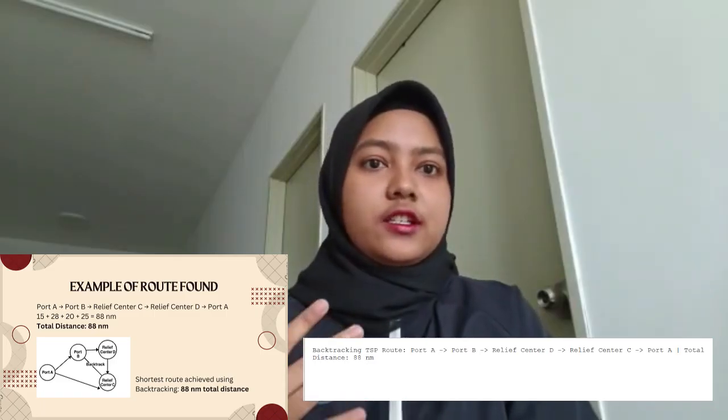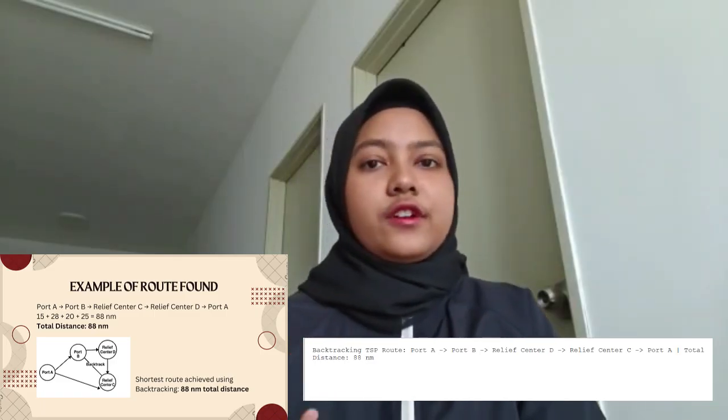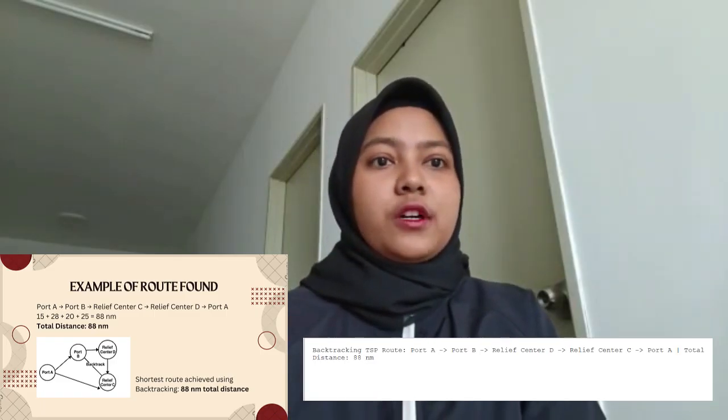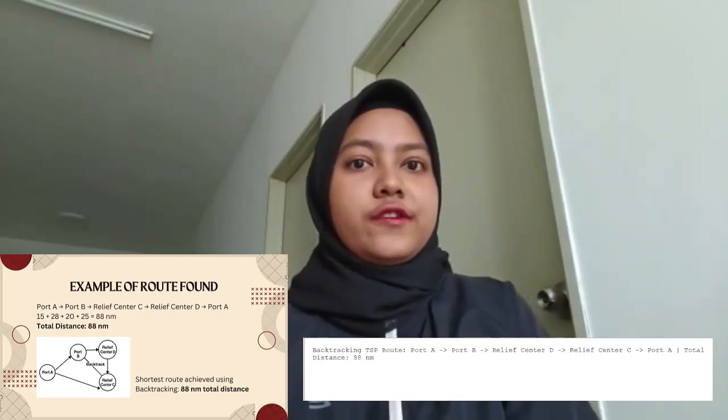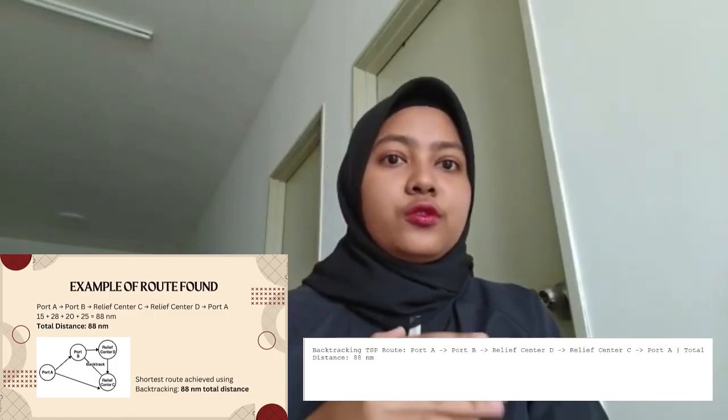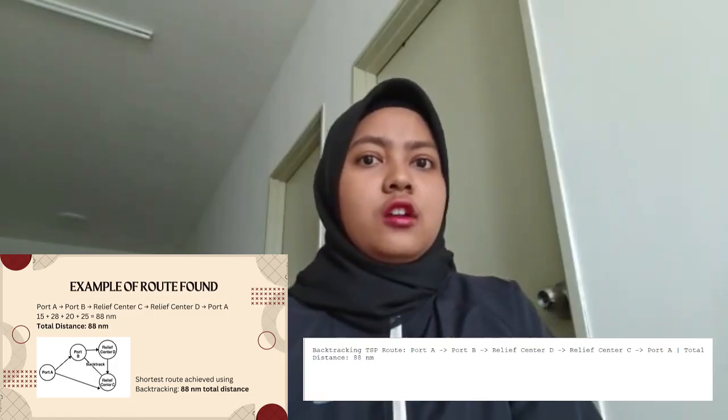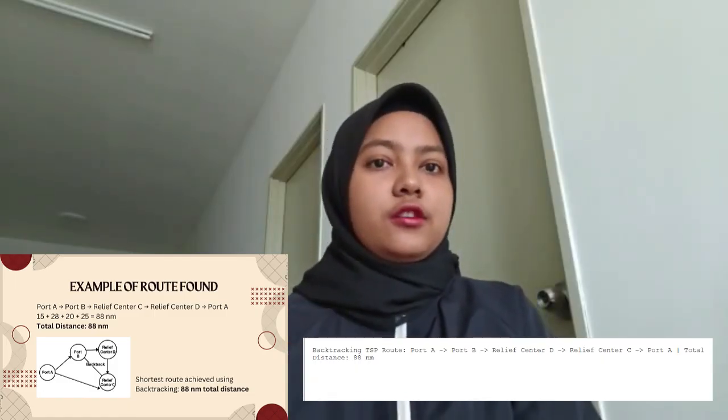In our project, this algorithm successfully discovered the shortest route, which is port A to port B, and then to relief center C, and then to relief center D, and lastly to port A with a total distance of 90 nautical miles. Okay, one of the biggest advantages of backtracking is its accuracy.